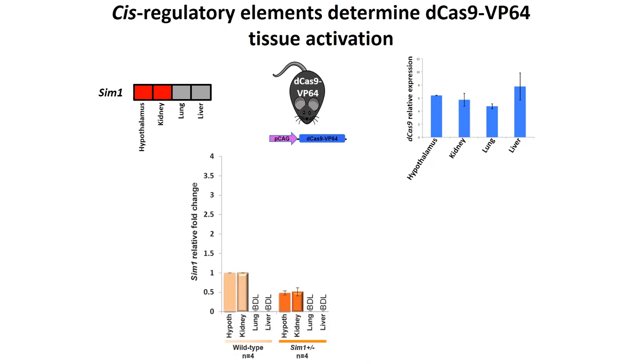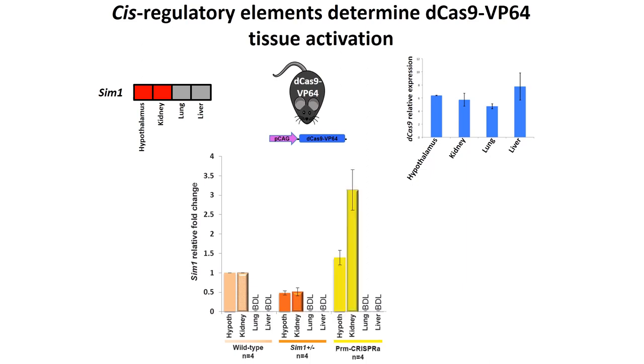We looked at SIM1 expression in these tissues, and here I'm showing you below the expression in wild type of SIM1 that is plotted as 1 for the RNA of SIM1, and you can see that SIM1 is expressed in the hypothalamus and the kidney, but below detectable levels, BDL, in the lung and the liver. And if we look at the heterozygous mice, we can see that we get about half of that, as we would expect. Now, what do we get for the promoter or the enhancer rescued mice?